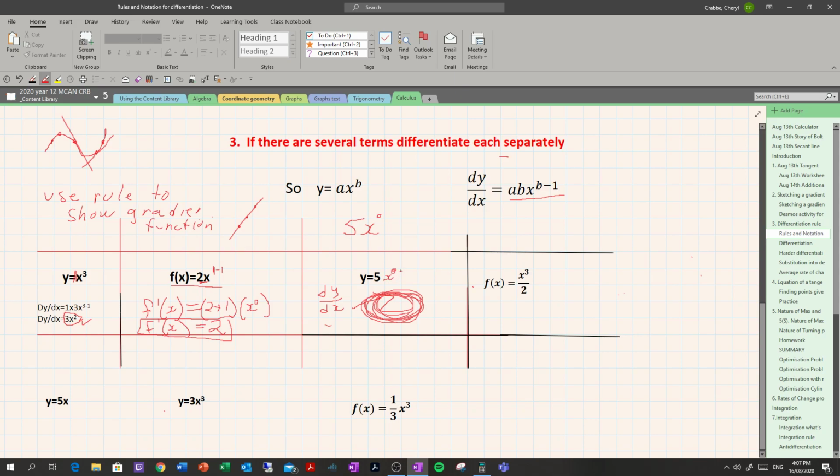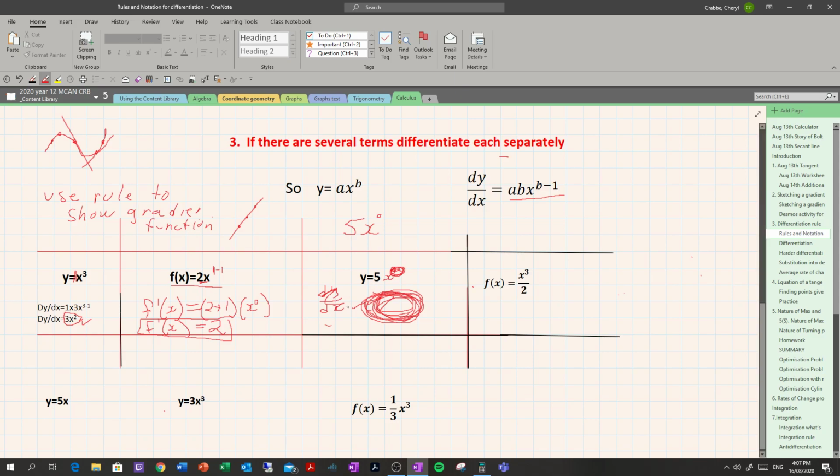If we take away 1, it doesn't matter, because this is a big fat 0 on the top. x to the 0. That's another way of writing when you don't have anything there. So it's 0 times 5. So the answer is 0. y is equal to 5. When you differentiate it, when you do the derivative, it's just 0.